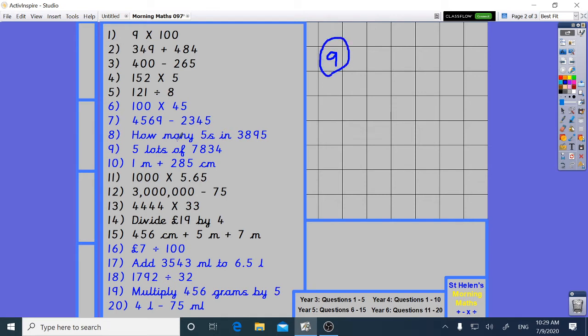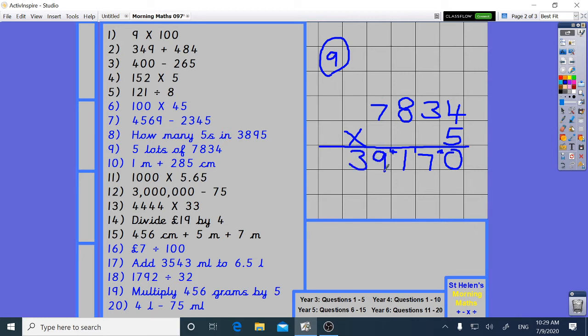5 lots of 7,834. Lots of is usually multiplication. I'm going to put the biggest number on the top in multiplication, because otherwise it gets quite complicated. So 5 times 4, 20. 5 times 3, 15, plus 2, 17. 5 times 8, 40, plus 1, 41. 5 times 7, 35, plus 4, 39.